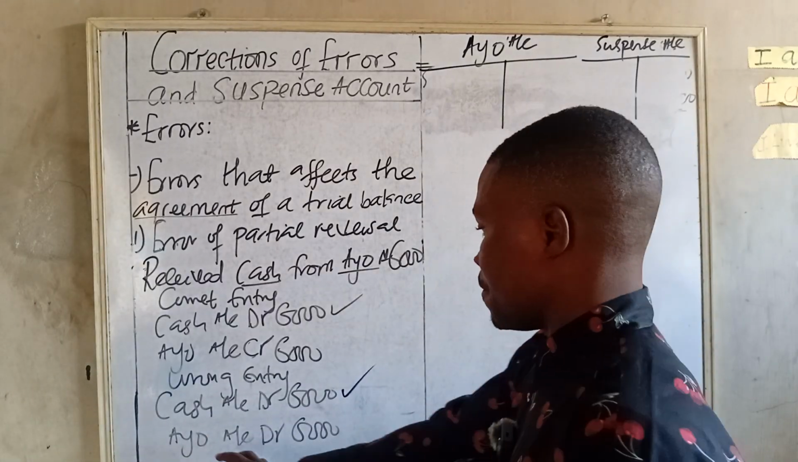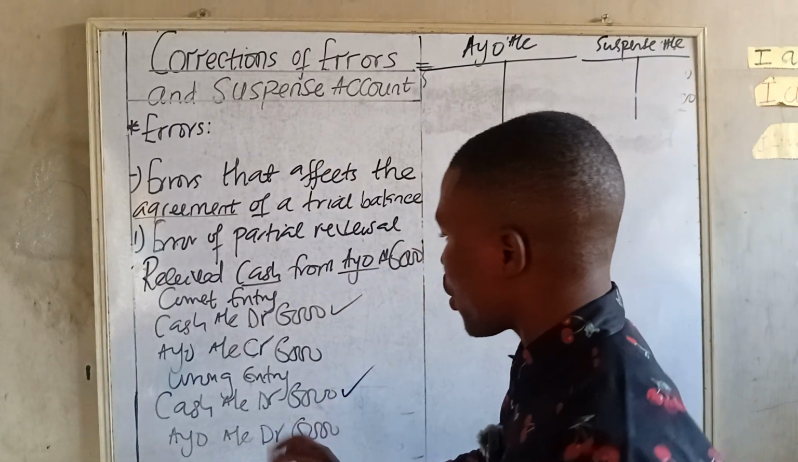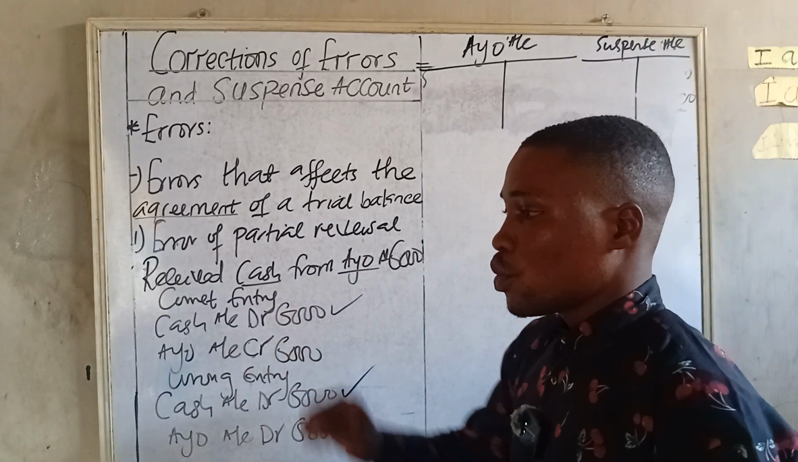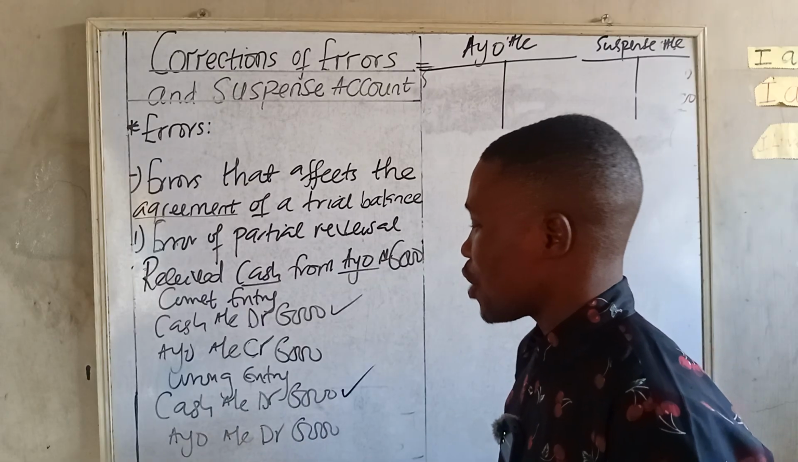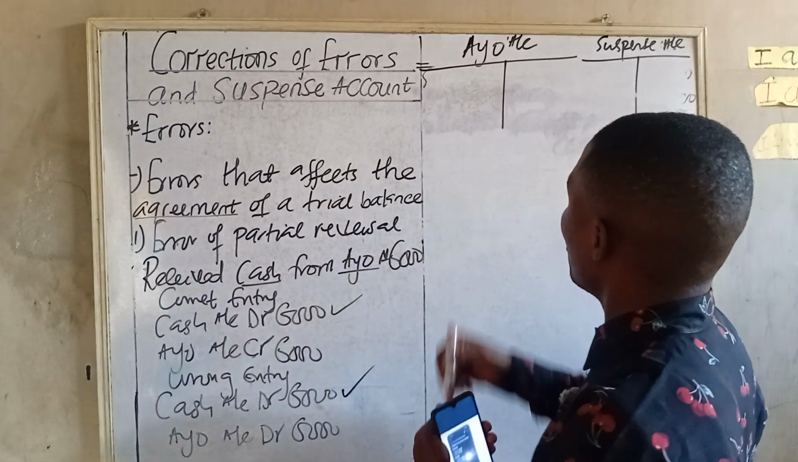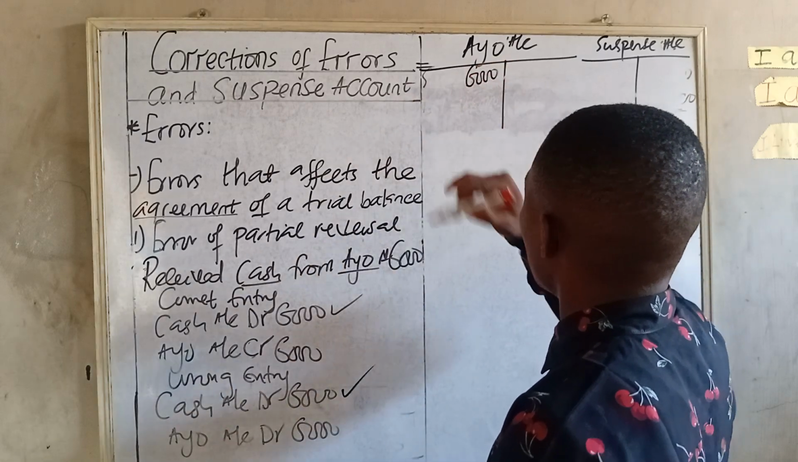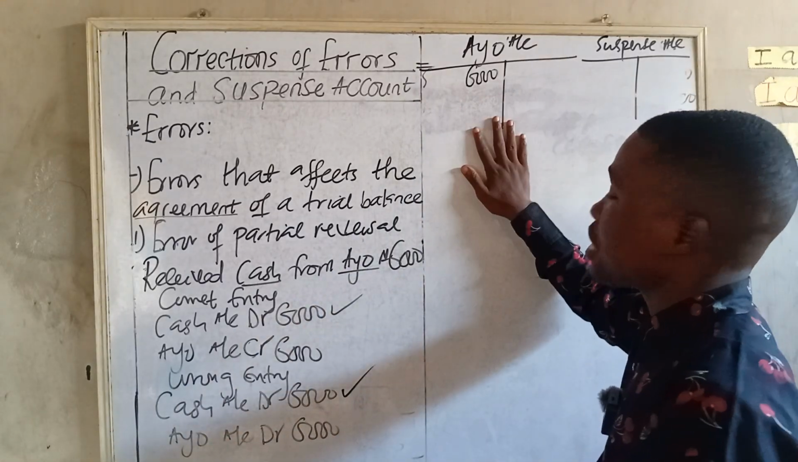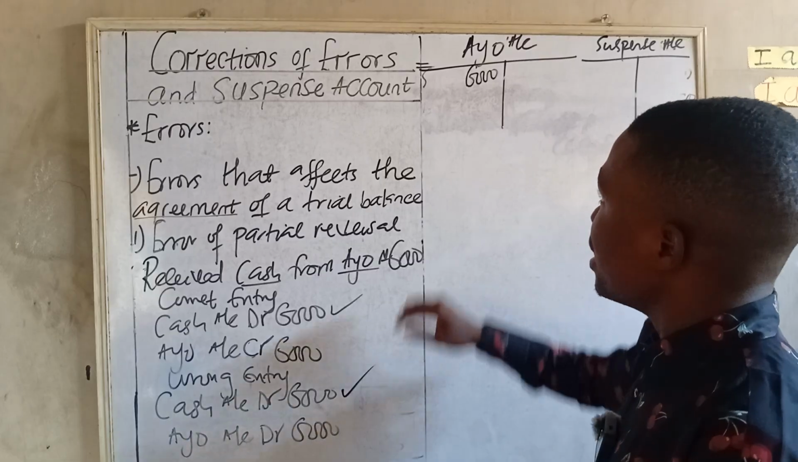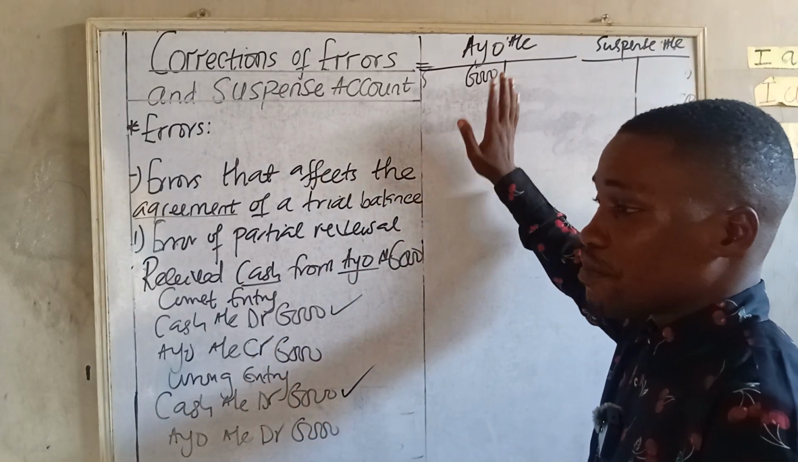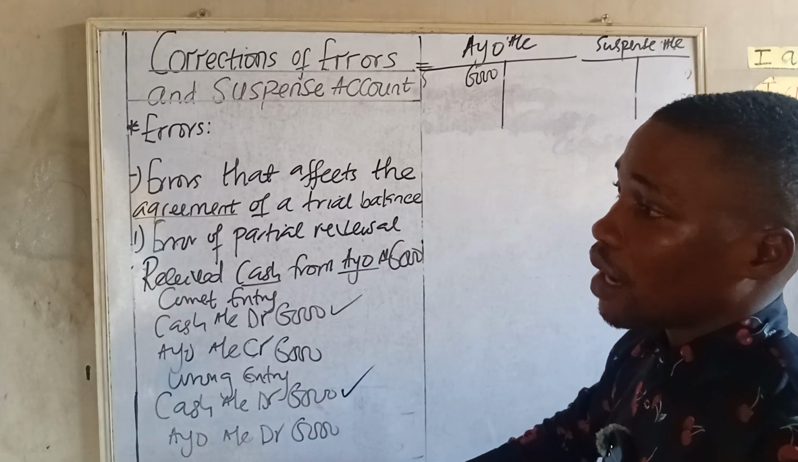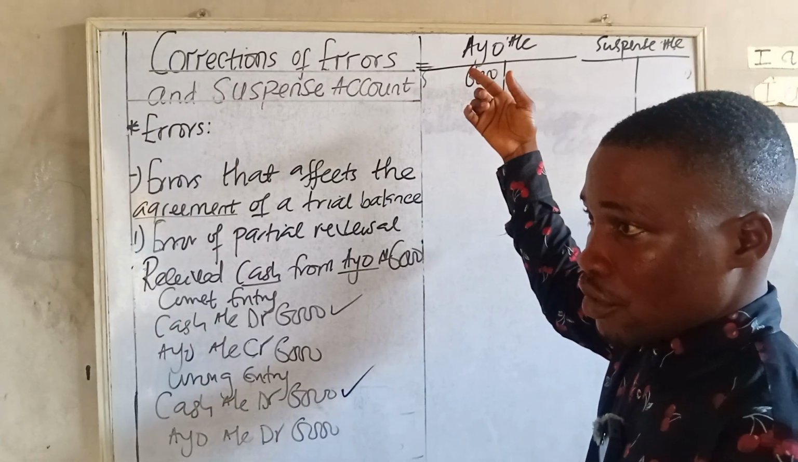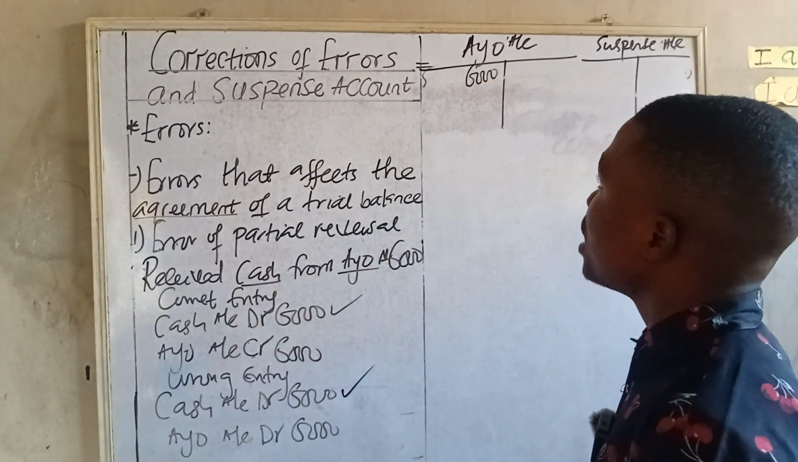Now let's come here. This Ayo account, we're supposed to credit Ayo with 6,000. We now debit Ayo with 6,000 naira instead of crediting. Now, how do we correct this error? Anytime you are having a reversal, maybe it's a partial reversal or complete reversal, you have to double the amount.